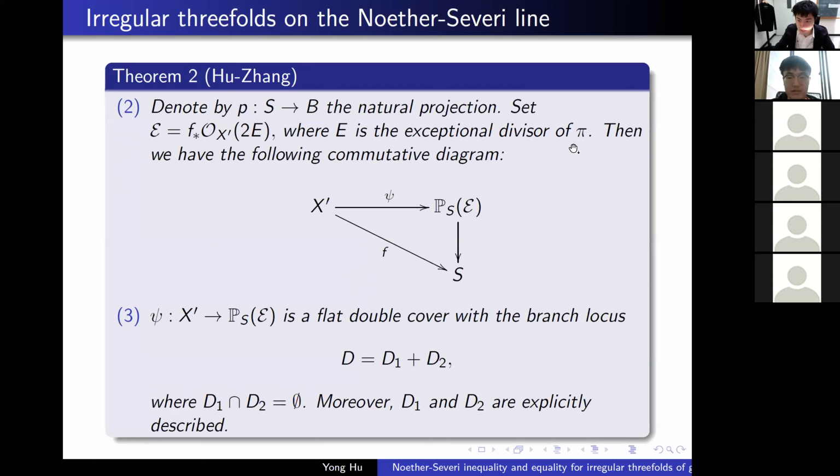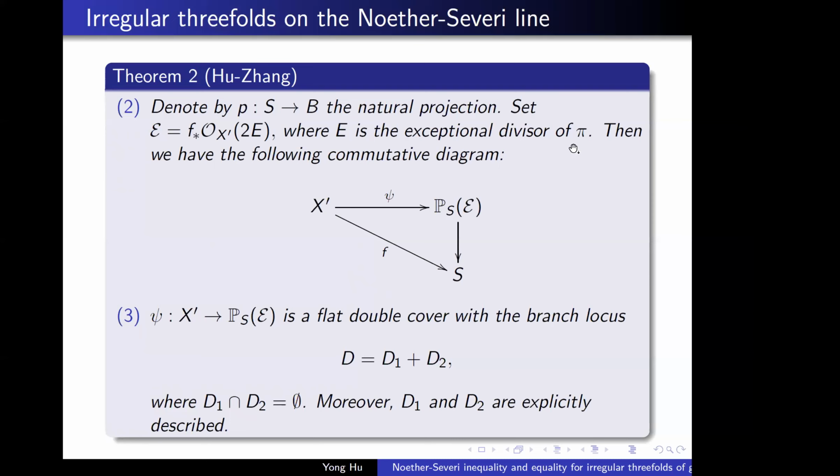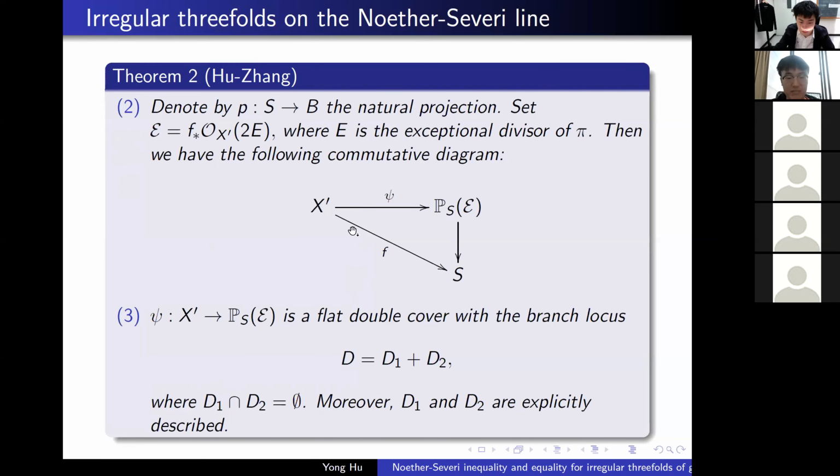Notice that this F is a fibration from X prime to S. So we get to this psi. This is induced by F upper star F lower star OX prime 2E to OX prime 2E. And in fact, we prove that this psi is a morphism.